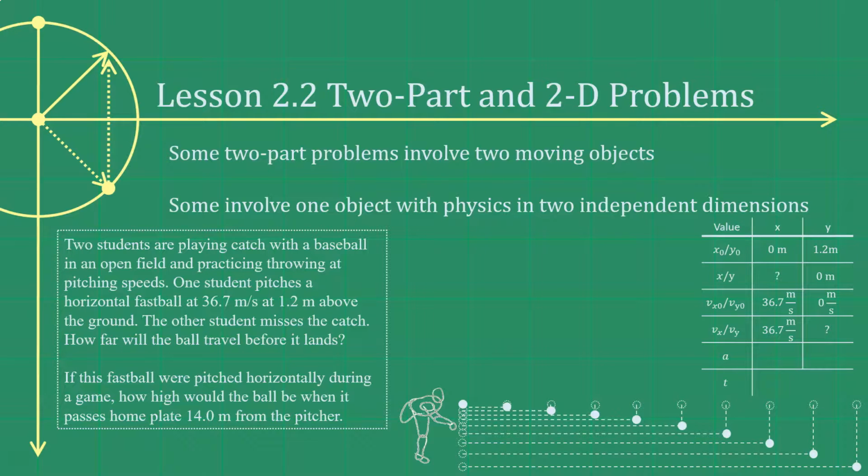Unless we needed to calculate something else, we probably don't need the final y velocity here. The acceleration? Well, in the x dimension, because it's moving at a constant rate, the acceleration is 0. In the y dimension, acceleration is acceleration due to gravity. That's what's pulling it downward. And then the time that this all takes, I don't know, but the one thing I do know about time is it's the same for both dimensions.